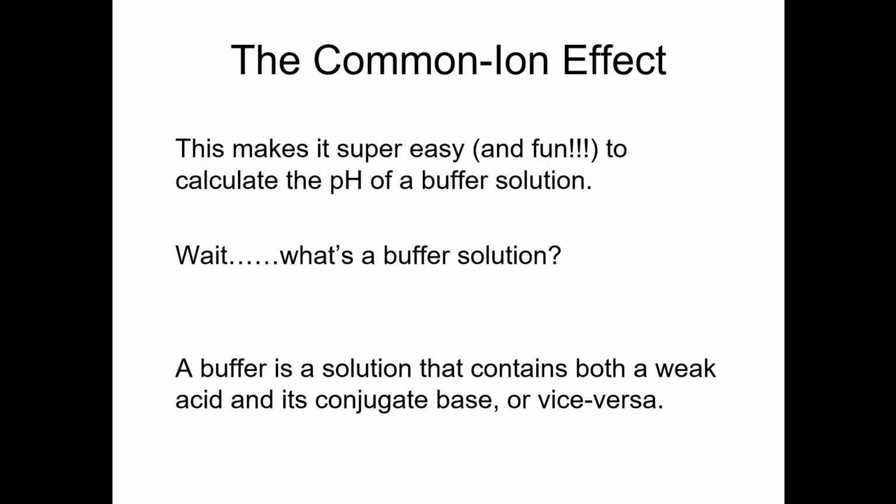So the example that we were looking at earlier, in which we had acetic acid at 0.2 molar and acetate at 0.1 molar, is an example of a buffer solution. And so what I'm going to do now is just very quickly go through the derivation of what's called the Henderson-Hasselbalch equation, which makes it really easy to calculate the pH of a buffer solution.